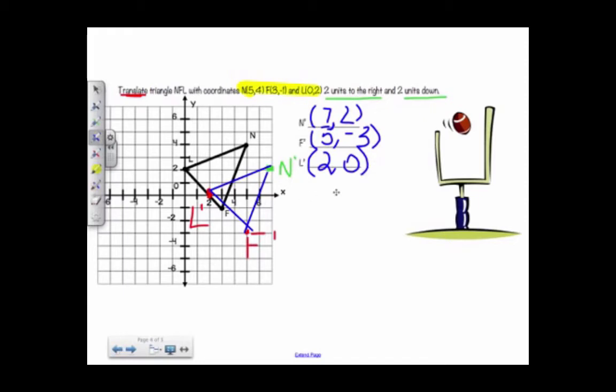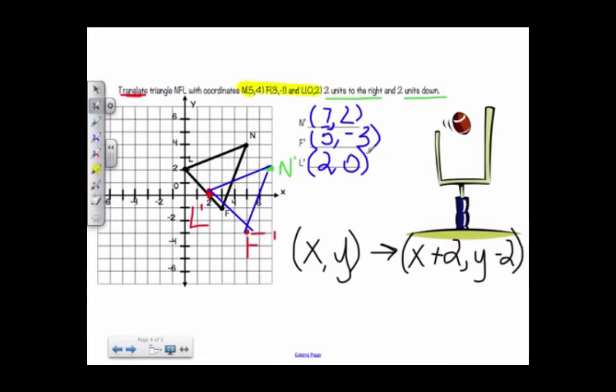Now there are two specific notations that we will use when we do a translation. The first notation is where we take (x, y) and we move it to what the new x and the new y is going to be. Now if I'm going to move 2 units to the right, it means that I'm going to add 2 to my x. So this turns into x plus 2 because I'm going 2 units to the right. And then if I'm going 2 units down, it means that this y will turn into y minus 2.